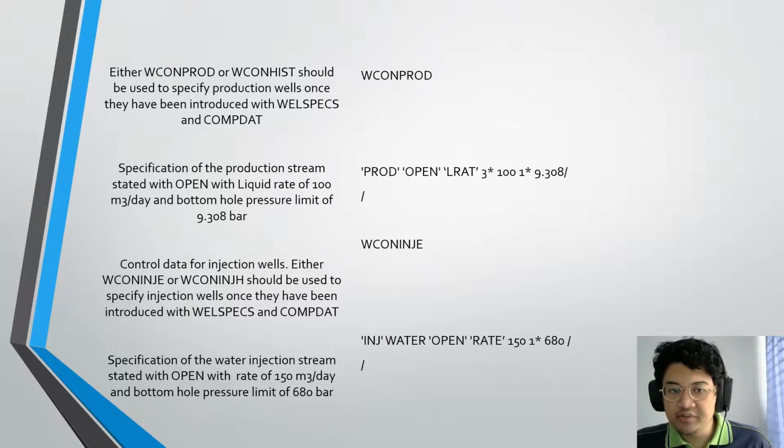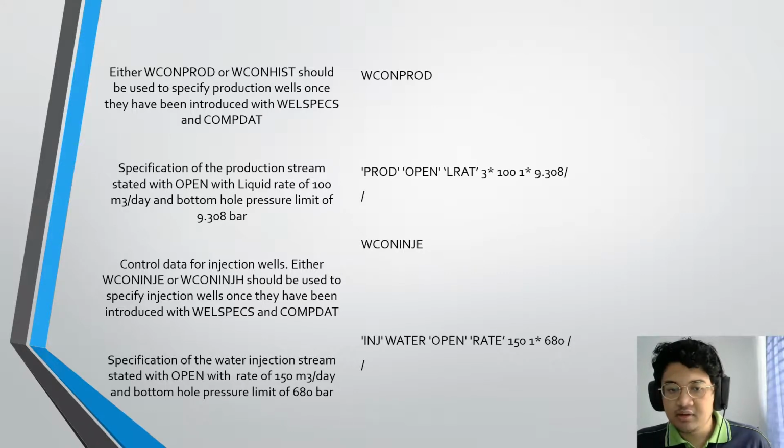Next, the specification of the production stream stated for the group 1, which is the liquid production rate, stated with OPEN with 100 meter cube per day and water hole pressure limit of 9.308 bar from the case study.